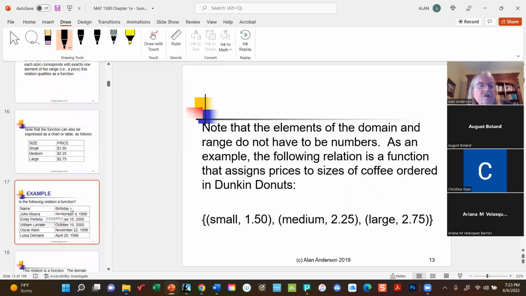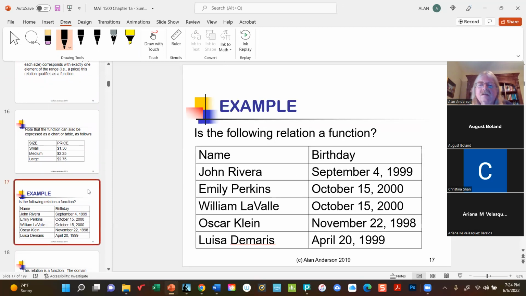Now here's another interesting one where we have no numbers at all. Not really. What about this set? Now I used a chart instead of the little diagram, but you get the idea. Each person here has a birthday listed next to them. So what does that mean? Well, each person is associated uniquely with one birthday.